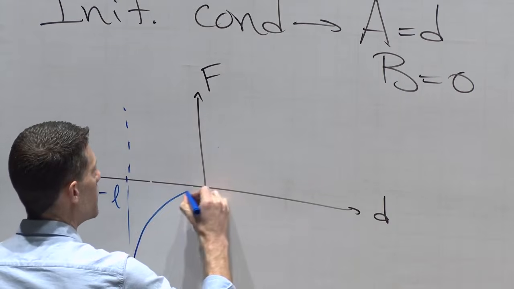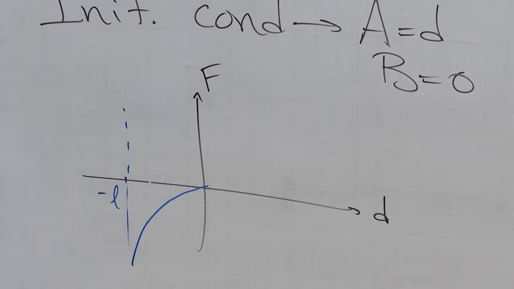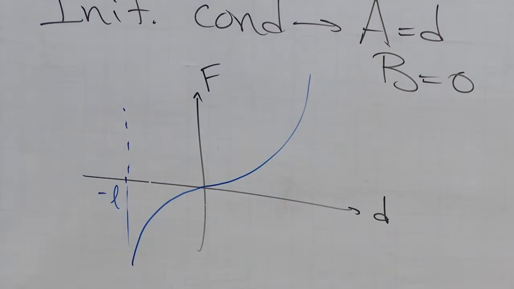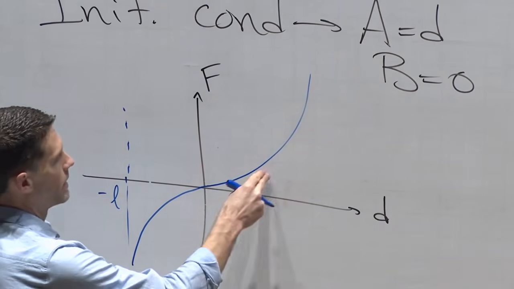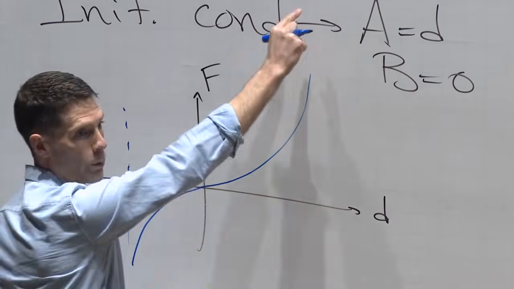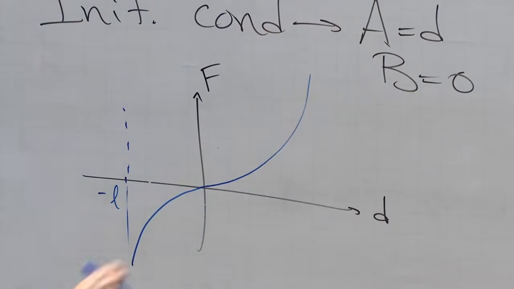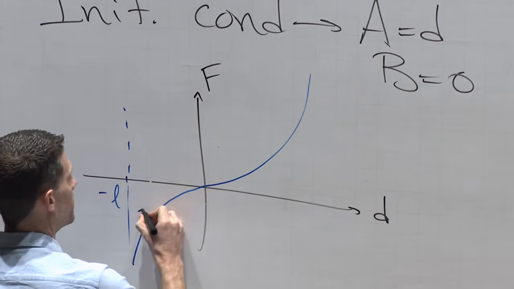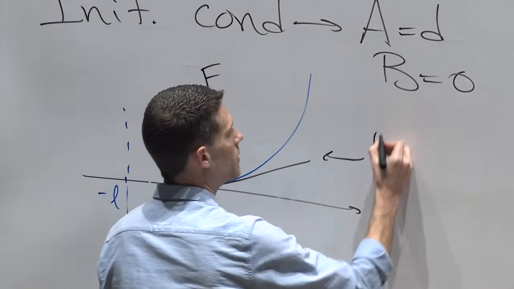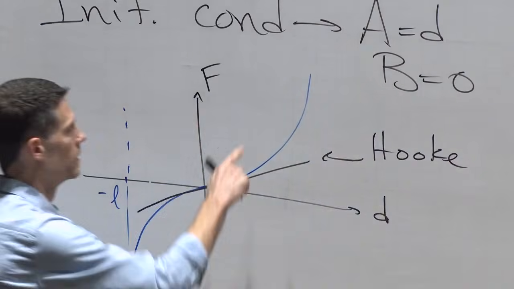It does pass through 0, and then a typical spring is doing something like that, where again, as I stretch the spring further, in order to stretch it a little bit more, I have to add more and more force. And of course, the spring fractures at some point. So Hooke's law is really the linearization of that nonlinear relationship, that slope. So that's Hooke, and this is a nonlinear spring.